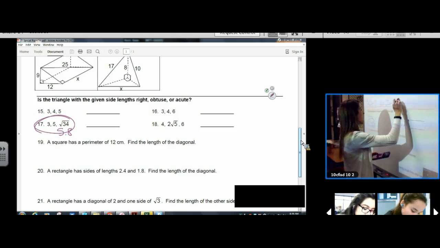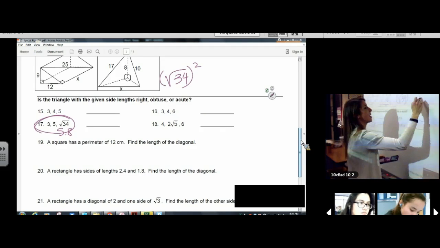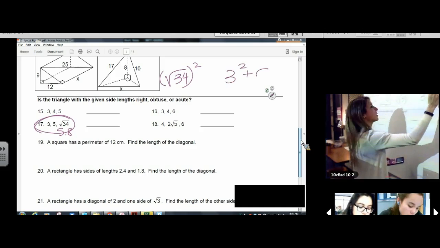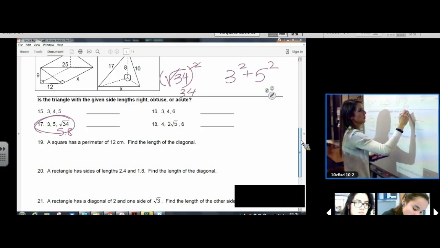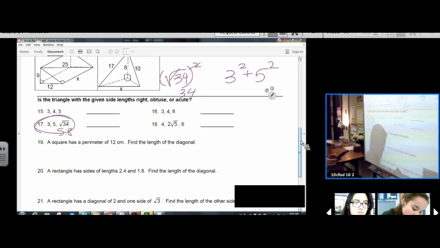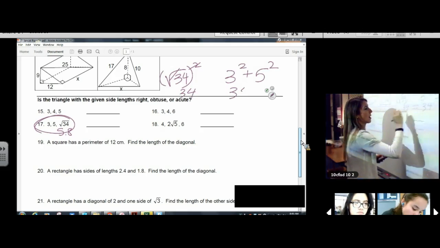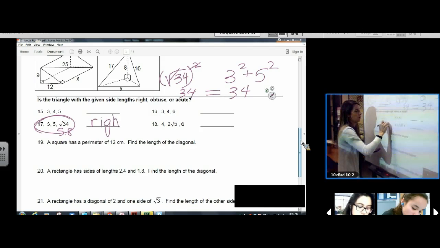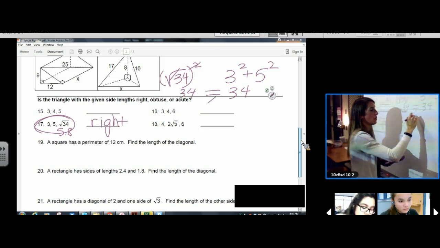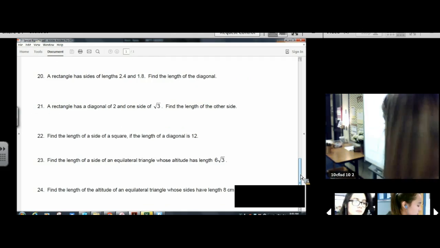So we always write Pythagorean theorem backwards. C squared, and then A squared plus B squared. The square root of 34 squared is 34. 3 squared plus 5 squared is 34. They are equal to each other, therefore it is a right triangle. If we had gotten less than, it would have been acute, and if we had gotten greater than, it would be obtuse. All right, number 22.